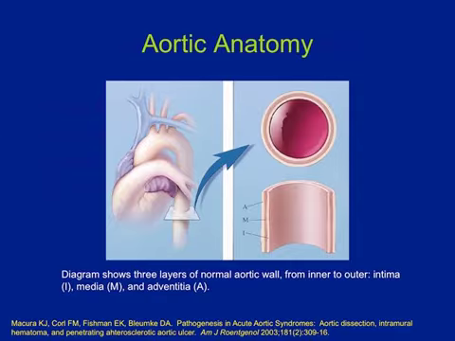First, before discussing penetrating aortic ulcers, it is useful to define the anatomy of the aorta. The aorta is comprised of three layers. The innermost layer is called the intima, the middle layer is called the media, and the outermost layer is termed the adventitia. With this knowledge, we will discuss and differentiate the three major reasons for acute aortic syndromes: aortic dissection, intramural hematoma, and a penetrating aortic ulcer.